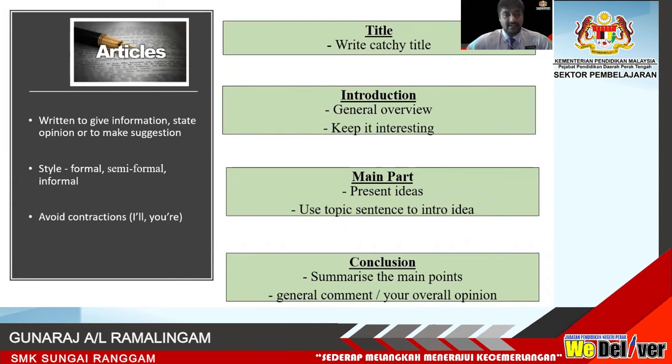Why do people write articles? Articles are written to give information, to state opinion, or to make suggestions. When we write our article, we can use formal language, semi-formal language, or informal language, depending on the question and depending on the targeted audience. However, you are advised to avoid contractions like I'll and you're, because these are deemed to be not suitable.